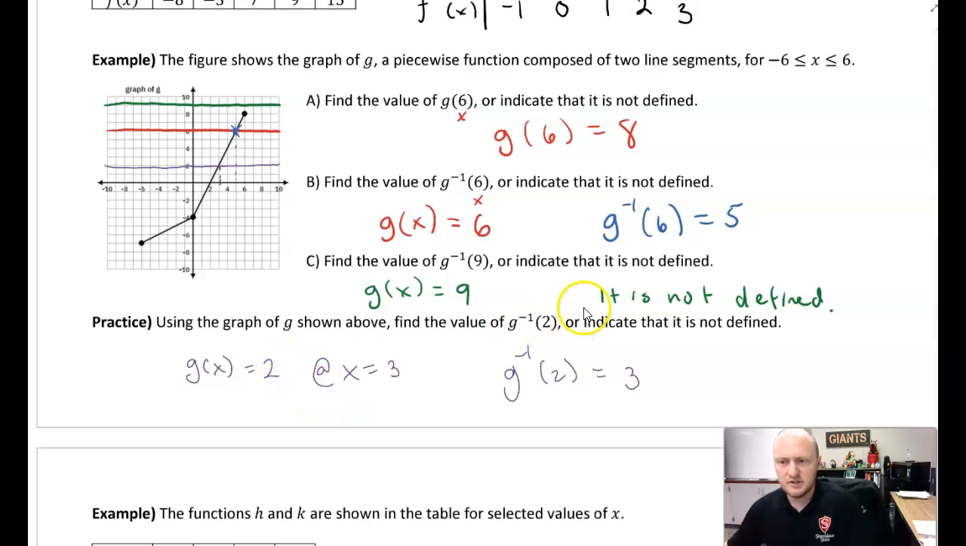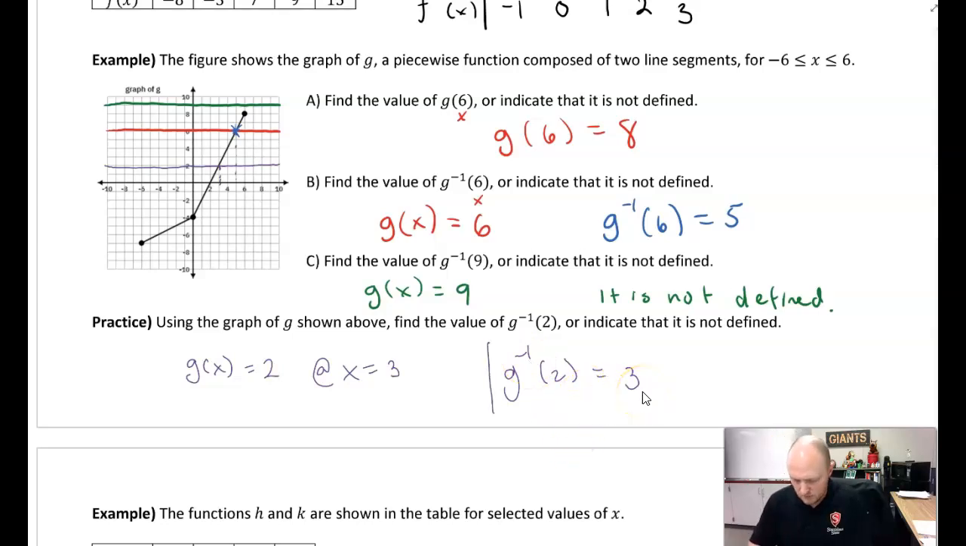Again, g inverse of 2, that means g of x is equal to 2. So our input for our inverse was an output of 2 for our original function. When did our original function have an output of 2? I went ahead and graphed that here, and it looks like the functions intersect at x equals 3. So g inverse of 2 is equal to 3.